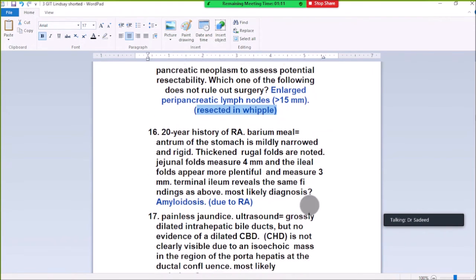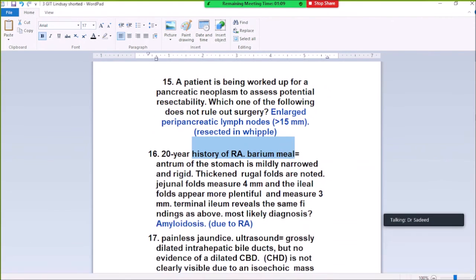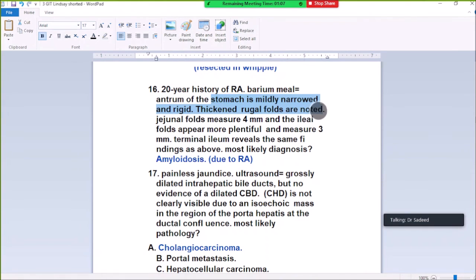Question number 16. A 20-year-old with history of rheumatoid arthritis. Barium meal shows the antrum of the stomach is mildly narrowed and rigid. Thickened rugal folds are noted. Gastric folds measure 4 mm and the ileal folds appear more plentiful, measuring 3 mm. Terminal ileum reveals the same findings as above. The diagnosis is amyloidosis due to rheumatoid arthritis. The hint is history of rheumatoid arthritis. Then there are increased number of folds and narrowing in the stomach, large bowel, and small bowel. So this is seen in amyloidosis due to rheumatoid arthritis, with increased number of folds in stomach, duodenum and terminal ileum.